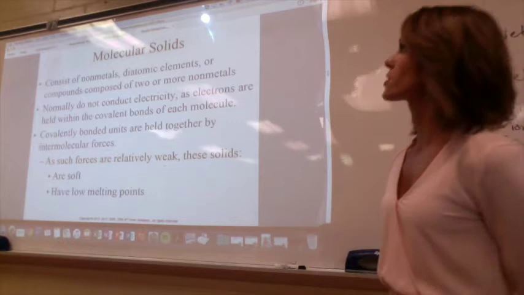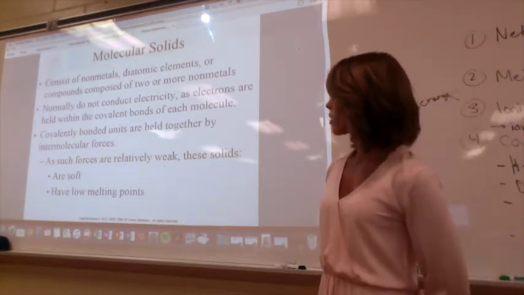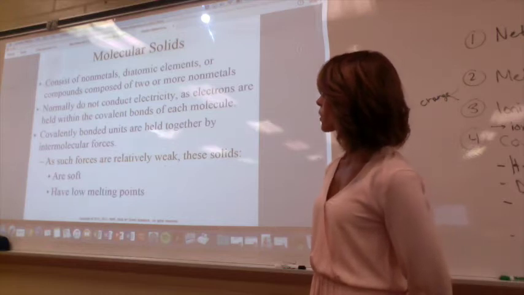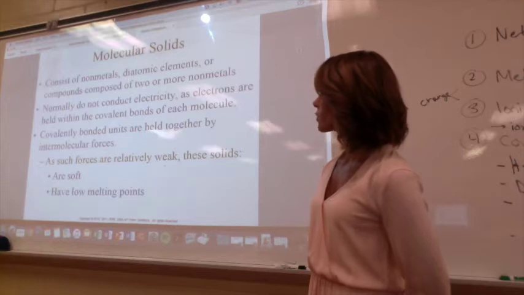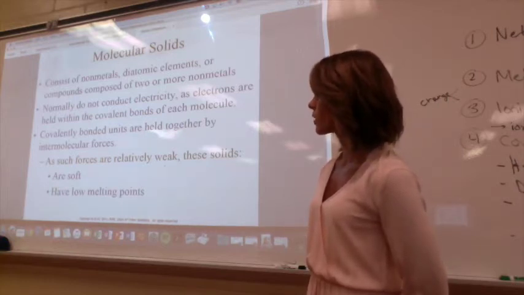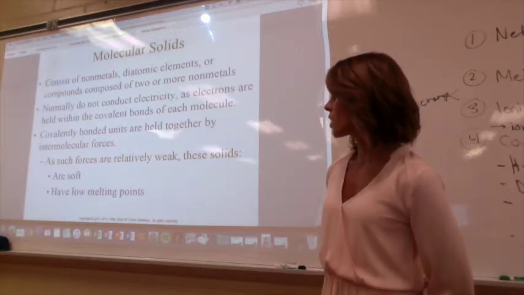With molecular solids, these are nonmetals, diatomic elements, or compounds composed of two or more nonmetals. They normally do not conduct electricity, as electrons are held within the covalent bonds of each molecule. Covalently bonded units are held together by intermolecular forces. As such, forces are relatively weak. These solids are soft and have low melting points.